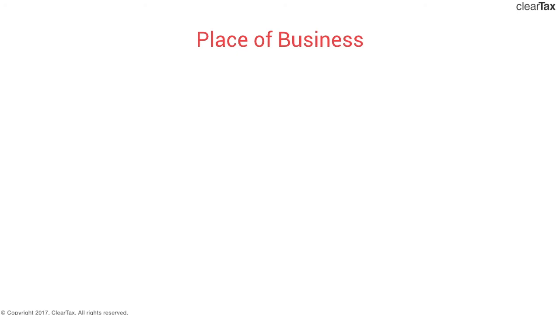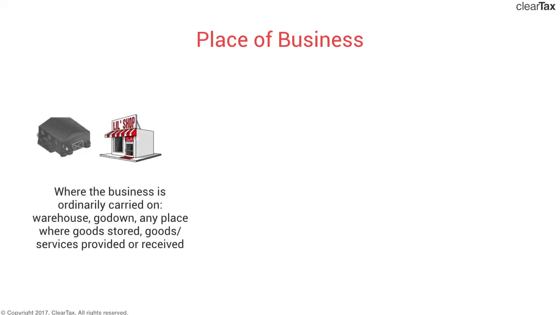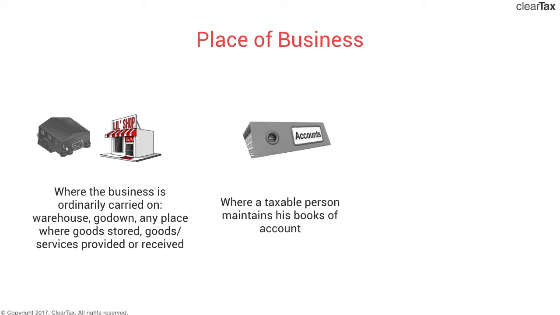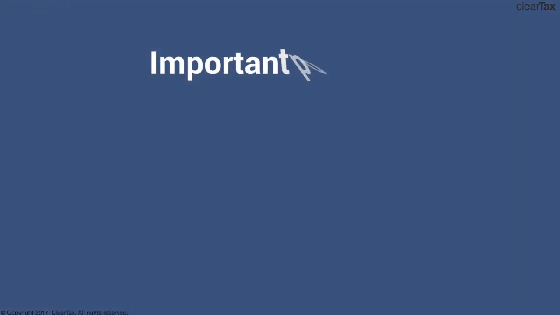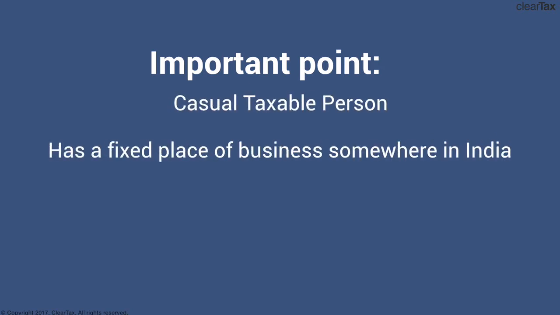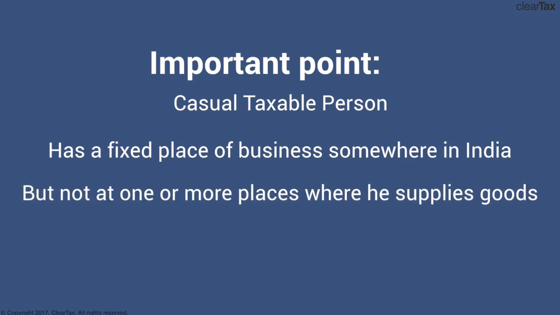For this, we need to know one more definition. What is a place of business? There are 3 types. A place of business could be a place where the business is ordinarily carried on. It could include a warehouse, a godown, or any place where the goods are stored or goods and services are provided or received. Or it could be any place where a taxable person maintains his books of accounts, or where such taxable person is engaged in business through an agent. So in Maharashtra, if a businessman had an agent, then he wouldn't be a casual taxable person. But we've assumed that he does not have any agent, no fixed place of business. So that's the definition of a place of business and a casual taxable person. An important point to remember is that a casual taxable person has a fixed place of business somewhere in India, but not at the place where he's supplying goods.